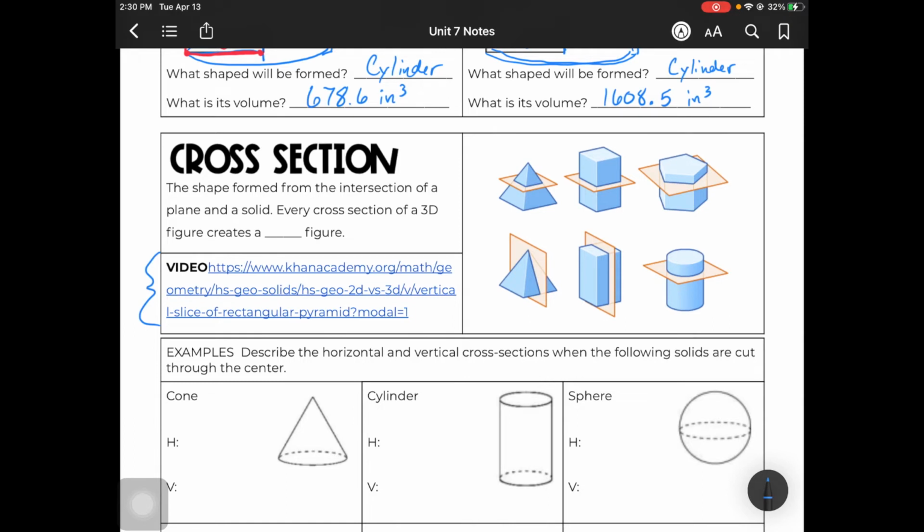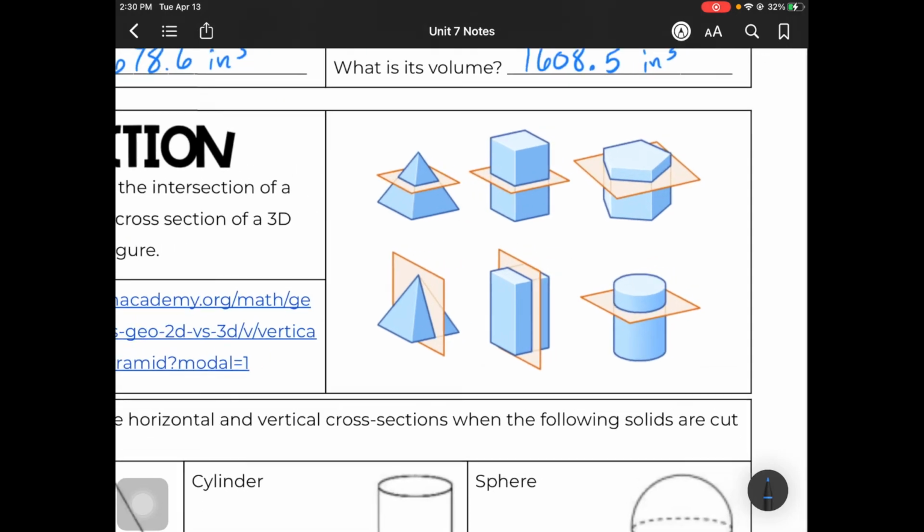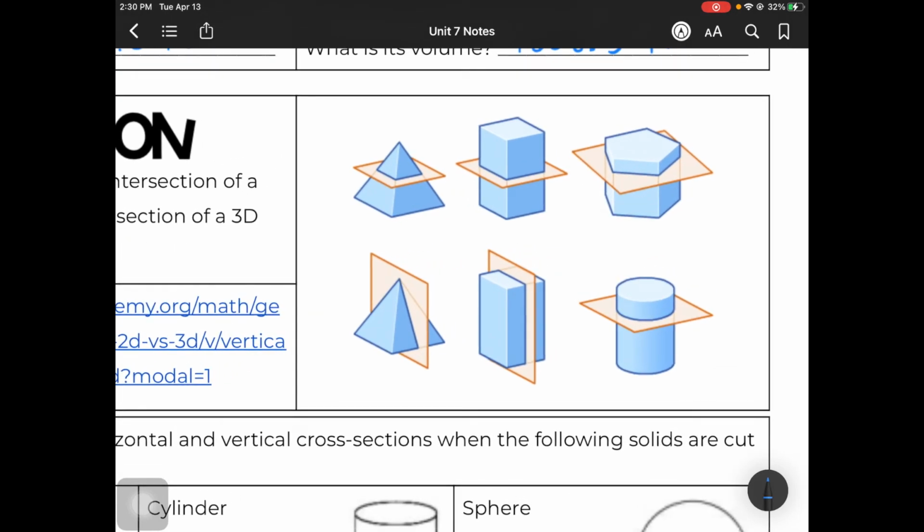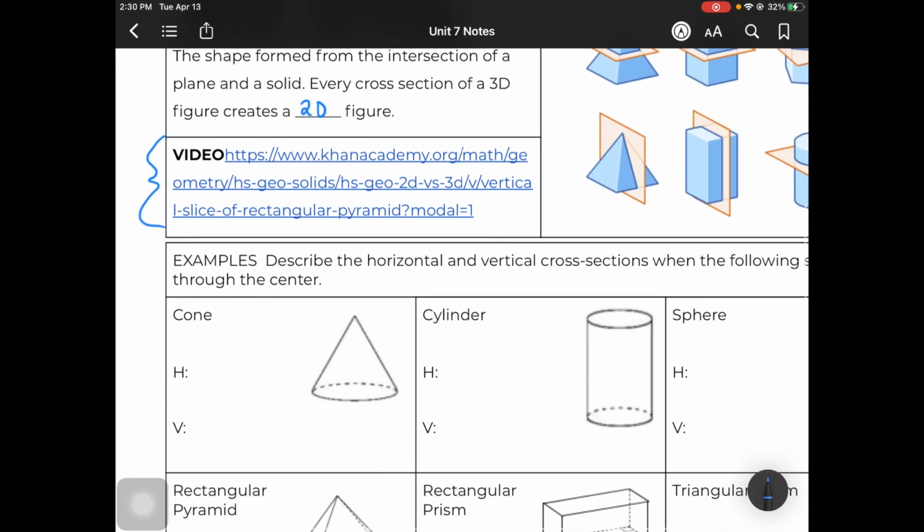So the shape formed from the intersection of a plane and a solid, or a 3D figure, is called a cross-section. Every cross-section of a 3D figure creates a two-dimensional figure, a flat surface along that plane. And so you can kind of see from these diagrams here, these different possible cross-sections. Okay, so if I intersect a pyramid horizontally, left to right or front to back, we get that shape. And so the cross-section itself is kind of like if these were blocks of styrofoam and you sliced them, what shape would be the result of that slice? What is that face we're creating, that 2D face?